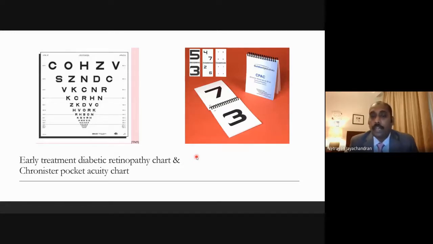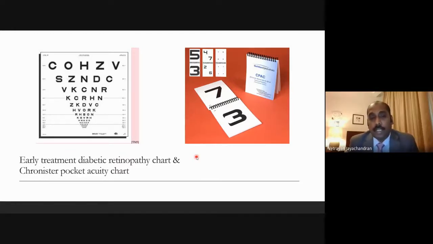But the thing is, you have to double the visual acuity. For example, if he has 20 by 70 at 20 meters and you have difficulty reading that, you can decrease the distance to 10 meters, but we have to double the visual acuity. That means he will have 20 by 140. So you can double it because we are reducing the distance. That is one of the facilities available by using this Chronister pocket acuity chart.